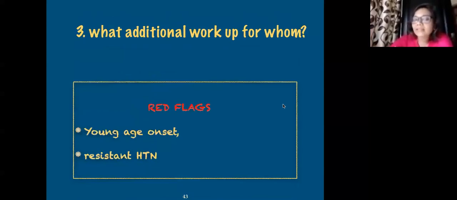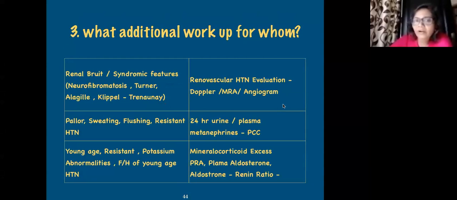So, as I said, the red flags which warrant additional workup for hypertension would be: 1, young age at onset, and 2, resistant hypertension. On your clinical examination, if you hear a renal bruit, or if you think there are any syndromic features which could cause obstruction to renal arteries, then you should definitely work up for renovascular hypertension to the full extent. If you think the patient has resistant hypertension and you have symptoms of pallor, sweating, flushing, then of course you need to tailor the workup to find endocrine causes, which includes 24-hour urine or plasma metanephrines. And if the patient is young and has resistant hypertension and potassium abnormalities, you have to look for mineralocorticoid excess. You have to work up along that line. So this is how you should customize your lab work based on your clinical assessment.